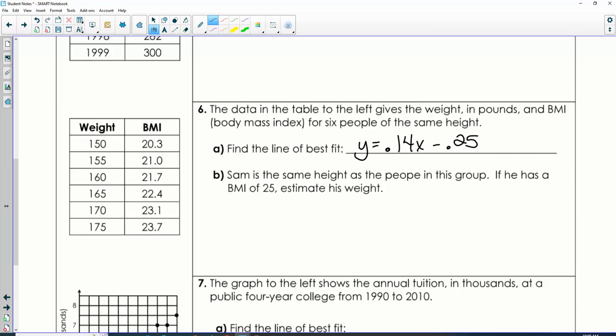Alright, Sam has the same height as the people in this group. He has a BMI of 25, and we want to estimate his weight. My weight was my x, my BMI was the y. So did I give you x or y this time? I gave you the y. So our y is 25. So in my equation, I'm plugging 25 in for the y.